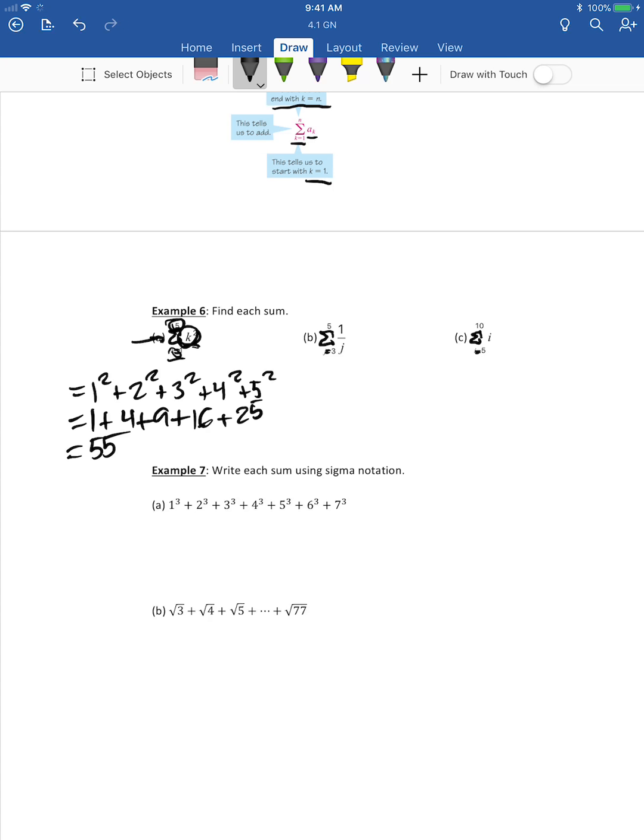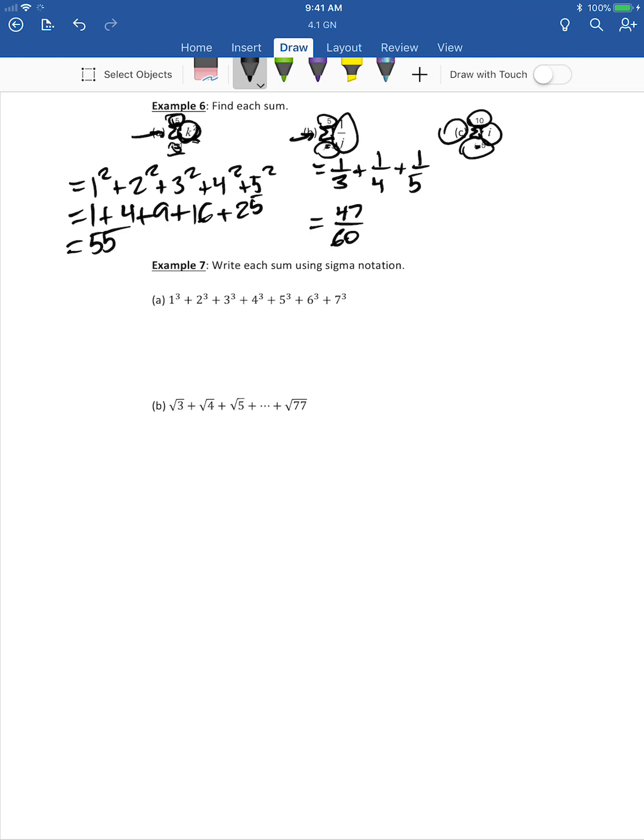So for letter B, I'm starting with j equals 3 and ending with j equals 5, and my expression is 1 over j. So starting with j equals 3, and I'm adding, because of the sigma, 4, and then I'm ending with 5. And so if I get a common denominator and add these together, that's 47 over 60. Go ahead and try C on your own. This is just i, that's all I'm doing inside, and I'm starting with i equals 5 and ending with i equals 10. We'll talk about that in class.